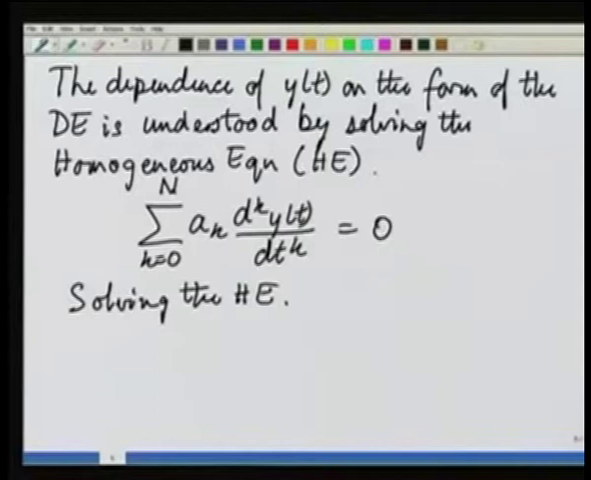Now, what can we say about solving the homogeneous equation? How do we look for a solution? On the right side we have 0. We somehow want to find a y(t) such that when you evaluate the different derivatives of y(t), scale them by the respective scale factors a_k and add them all up, they add up identically to 0. How do we go about this?